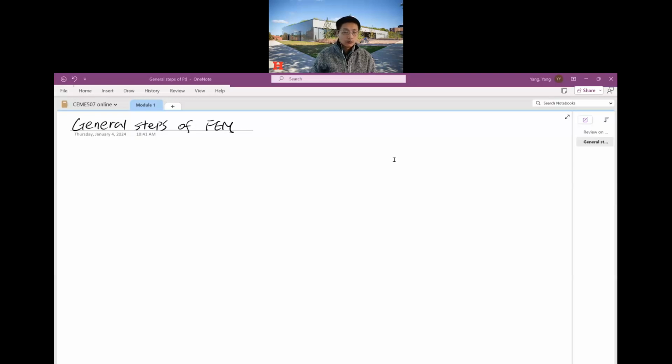So anytime, either way, we'd better follow the general steps over here to make sure we get correct results from our finite element model, as well as to avoid any warnings or errors when you create a finite element model in Abaqus or other finite element softwares here. So now let's talk about the general steps here.